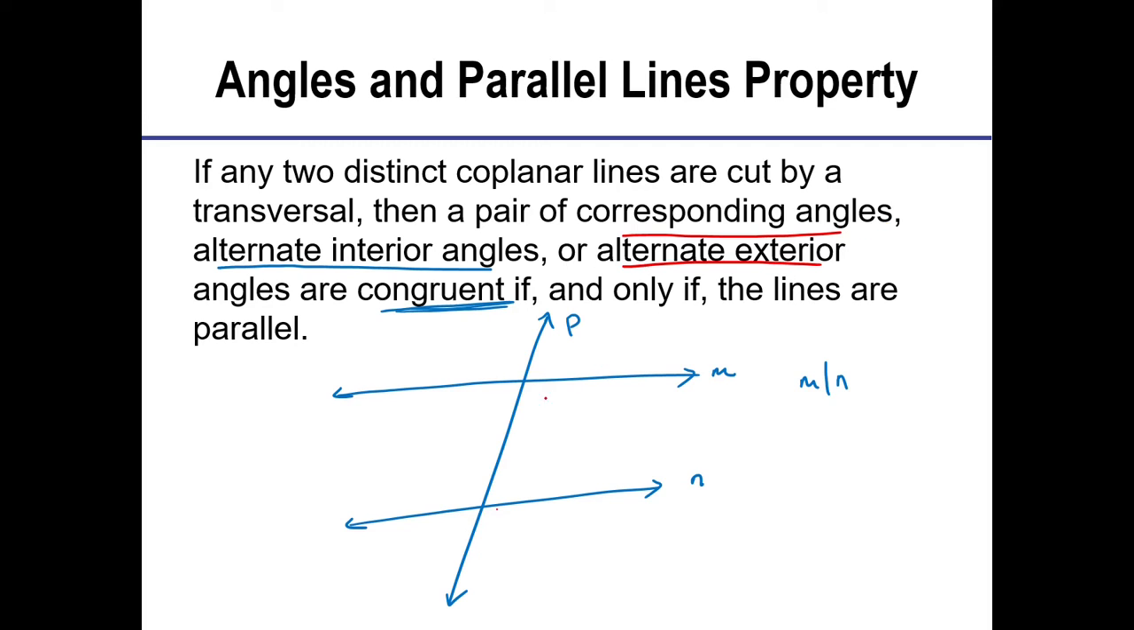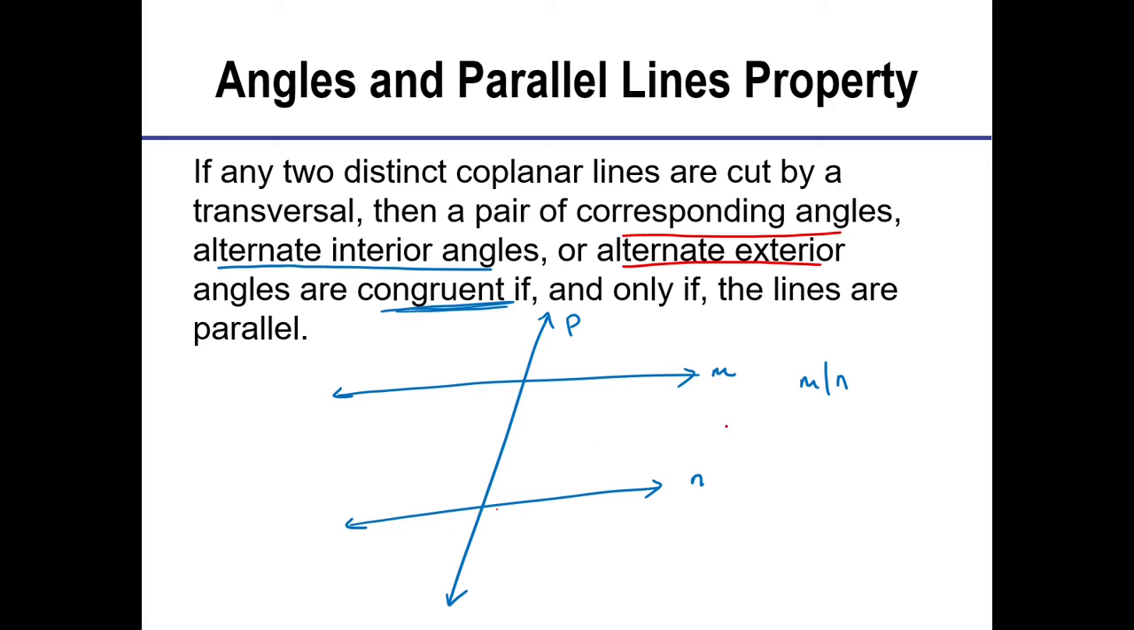Corresponding angles are congruent. This angle is congruent to this angle. This angle is congruent to this angle. This angle is congruent to this angle. And finally, this angle is congruent to this angle.